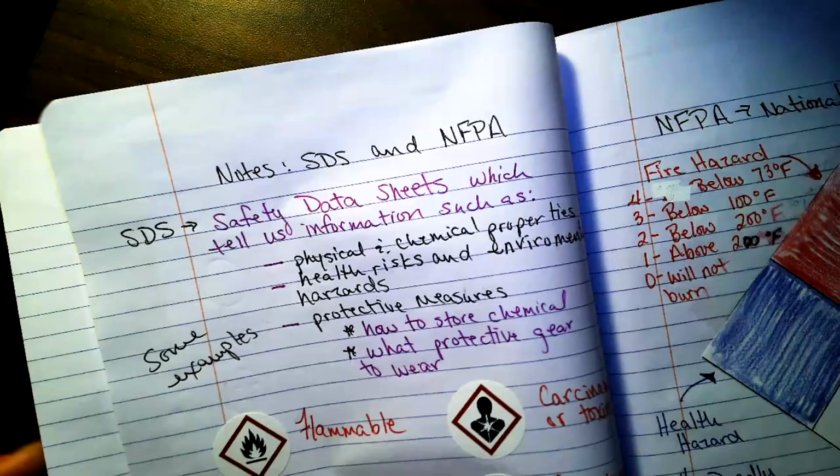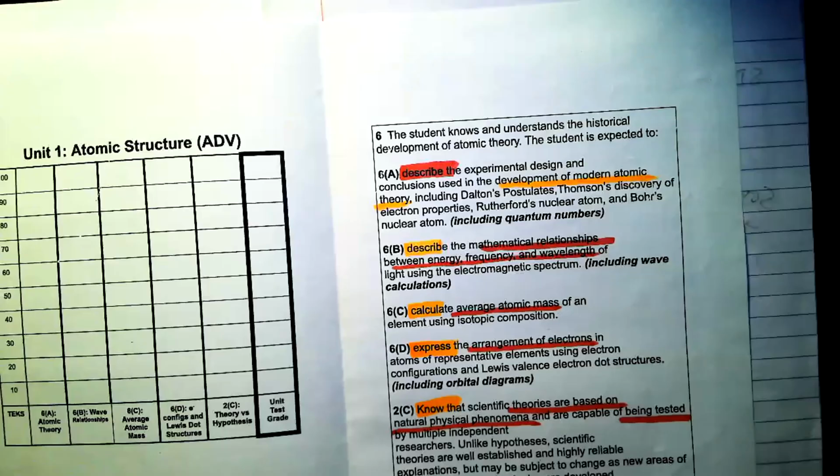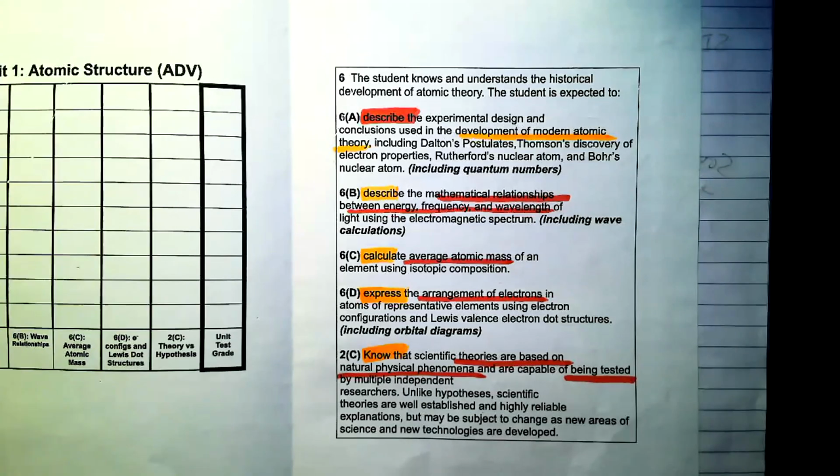If we go back and look at our tracker for this unit, and review what you need to know for atomic theory. You need to be able to describe the various theories. What did the scientists discover? What was the name of their experiment? And what was the significance behind what they did? We also did describing the mathematical relationships between energy, frequency, and wavelength, which I'm going to work a problem with you here in a moment.